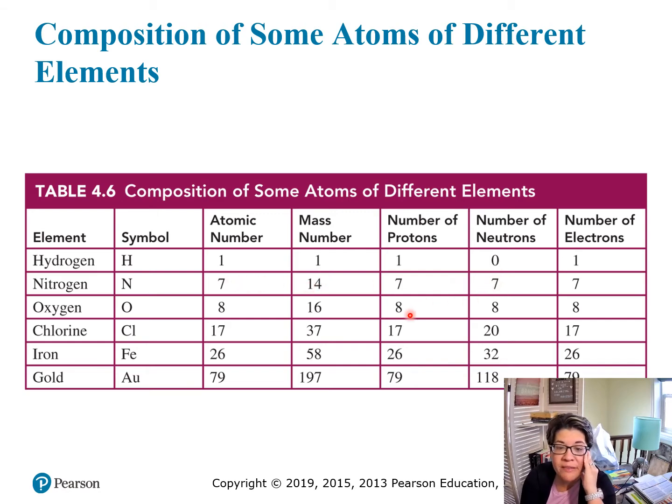Let's do one that's a little different. I'm going to look at chlorine here. Chlorine has an atomic number of 17 and a mass number of 37. So the 17 means that it has 17 protons and electrons, but then we take 37 minus 17, and that's 20 neutrons. So sometimes the protons and neutrons are the same, like these, and sometimes they're different, like these. So you just have to do the math to find the number of neutrons. Mass number minus atomic number.